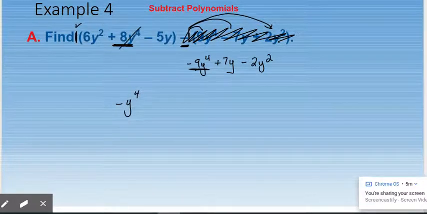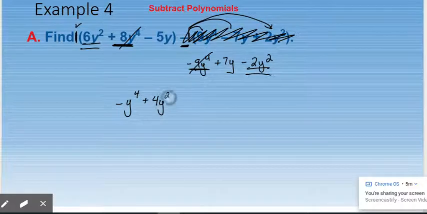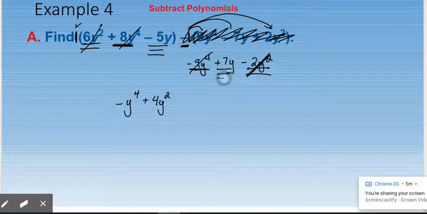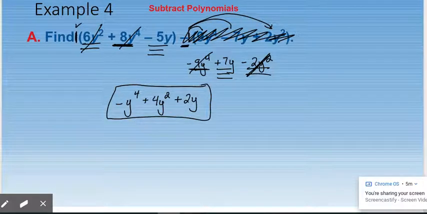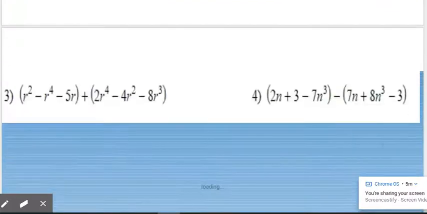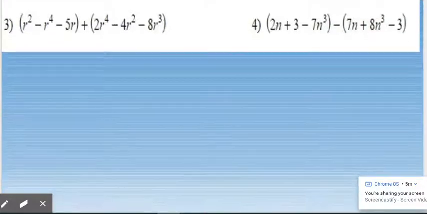My y squareds, 6 plus negative 2 is positive 4. And then with my y's, negative 5y plus 7y is positive 2y. And that's it. All right. What I want you guys to do is go ahead and pause the video, and take care of these two problems.